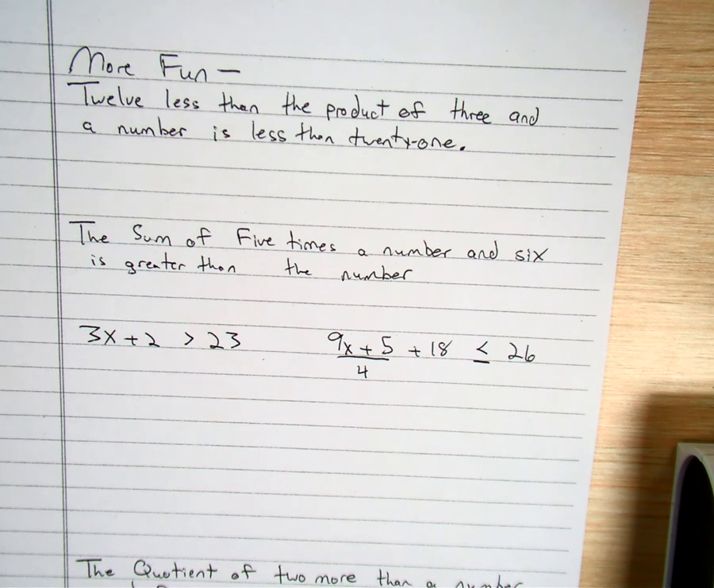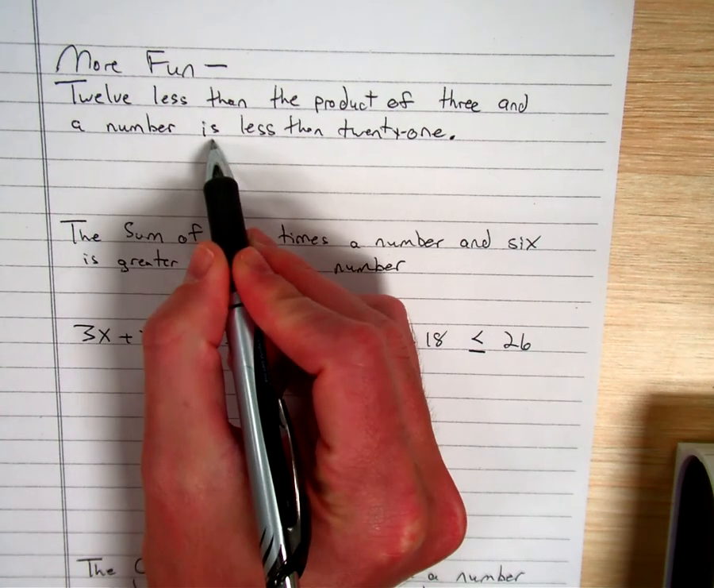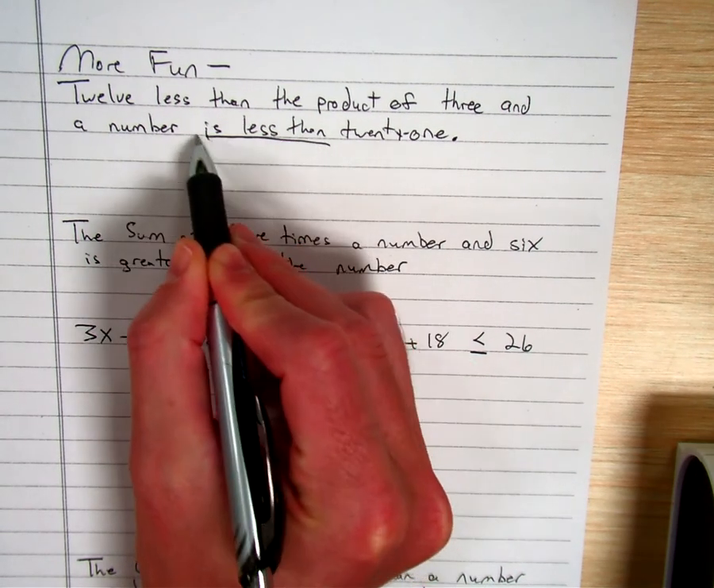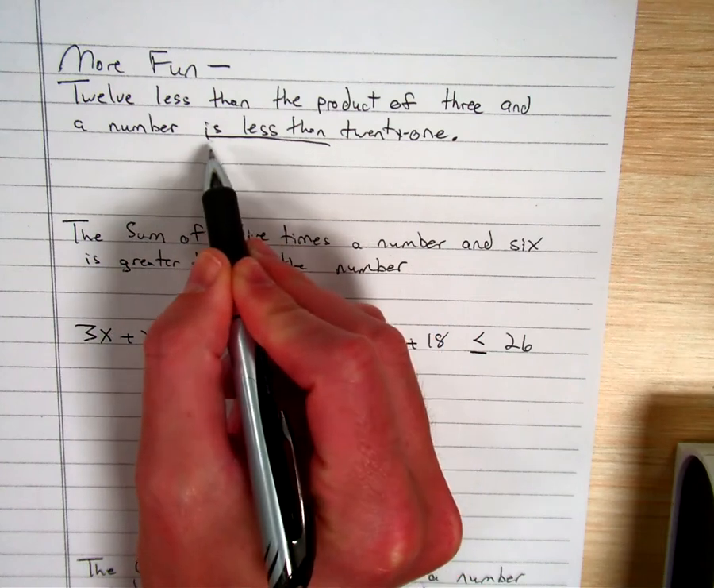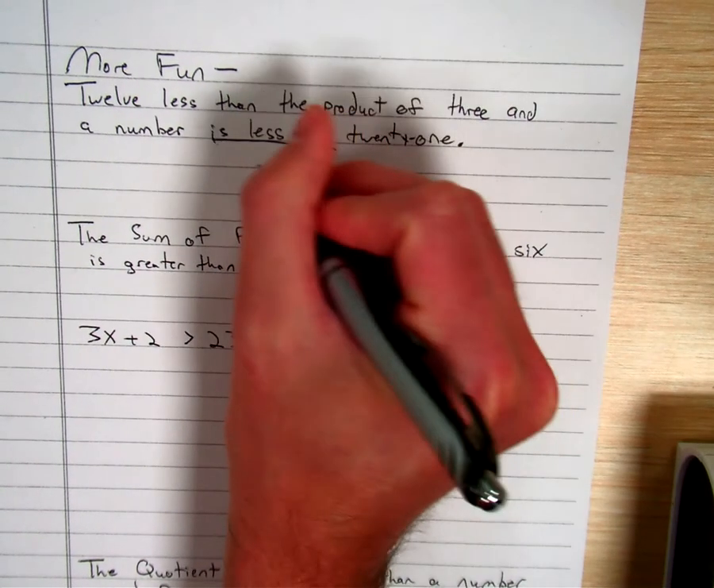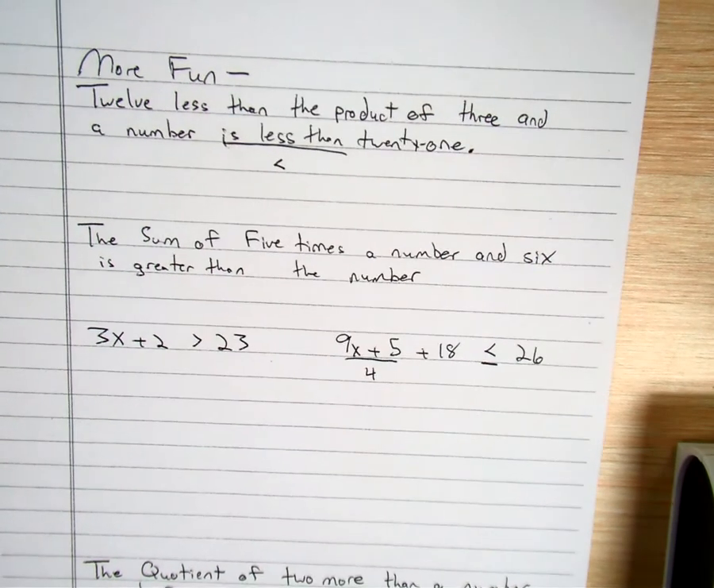12 less than the product. Okay, this is tricky. This is why we're looking at this. 12 less than the product of 3 and a number is less than 21. So "is" and "is less than": if it was just "is," that'd be your equal sign. "Is less than" is going to give me my inequality sign.